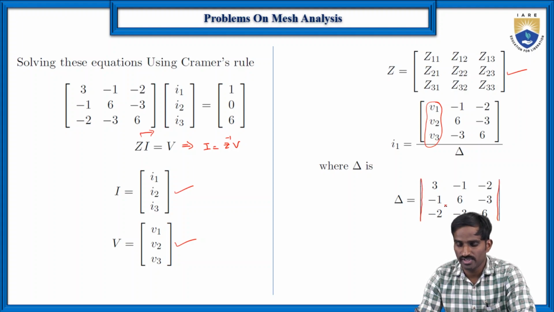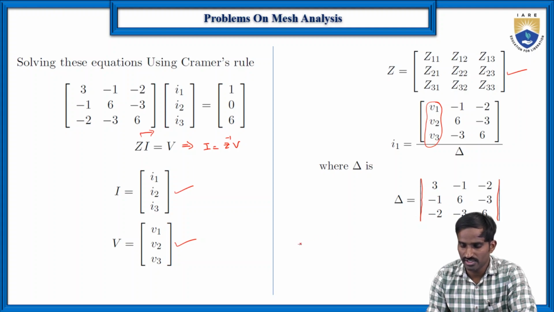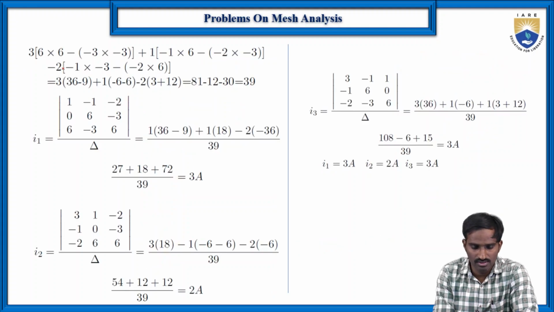Then to find the determinant of the Z matrix, as you already know, here it is 3 into (6 into 6 minus 3 into minus 3), plus 1 into, because actually it is minus, but minus of minus is plus here, 1 into (minus 1 into 6 minus 2 into minus 3).